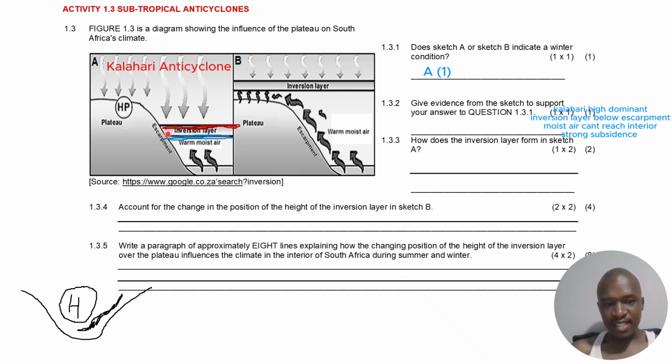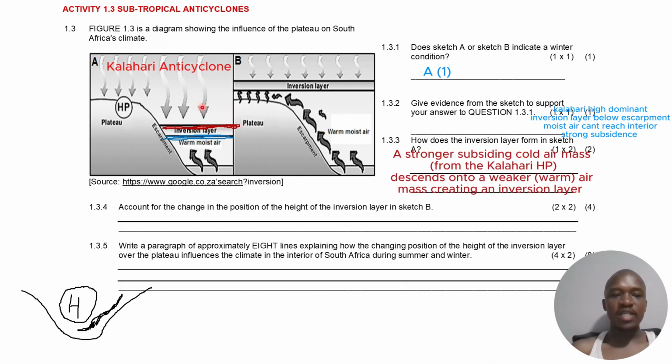Now, since this is a layer, we will say that it is a layer in the atmosphere where temperature increases with altitude or temperature increases with height. Right? Now it forms because of strong subsiding air. When strong subsiding air meets up with the moist air from the ocean, right? Remember, the strong subsiding air warms up as it descends, and it meets the moist air from the ocean, which cools as it rises, forming our inversion layer, right?